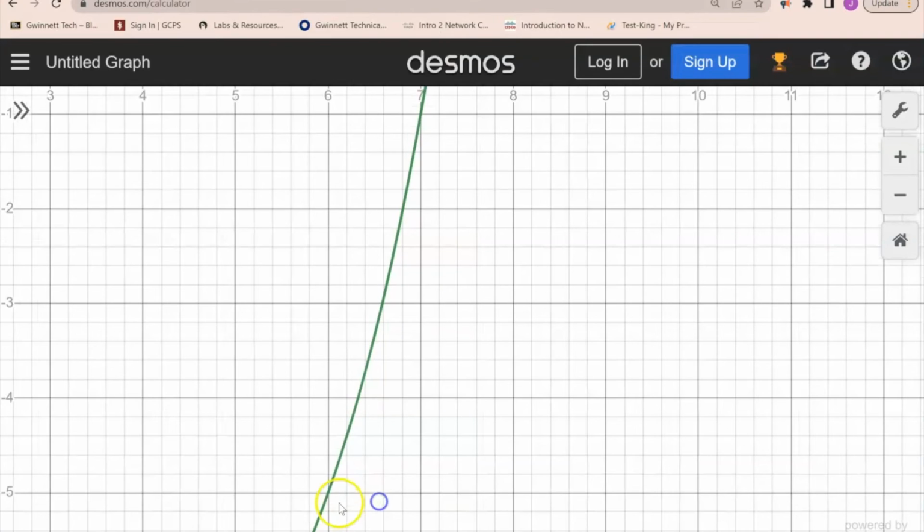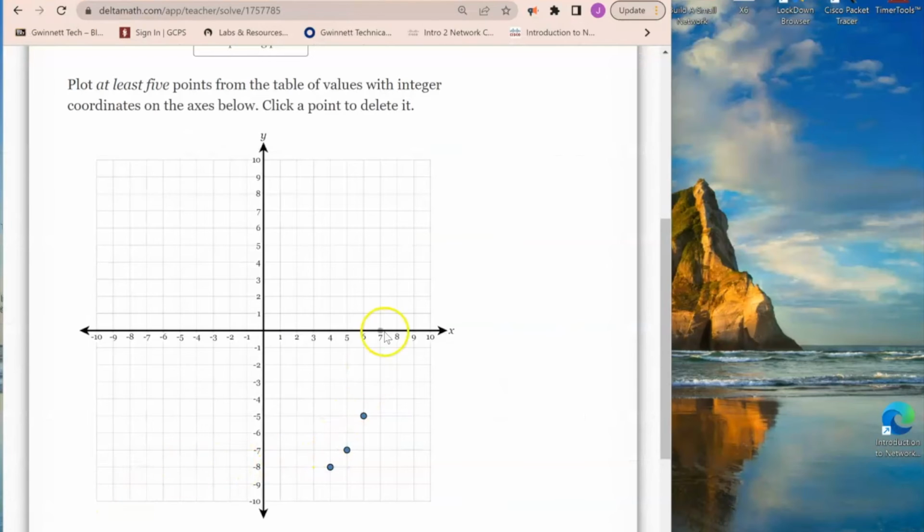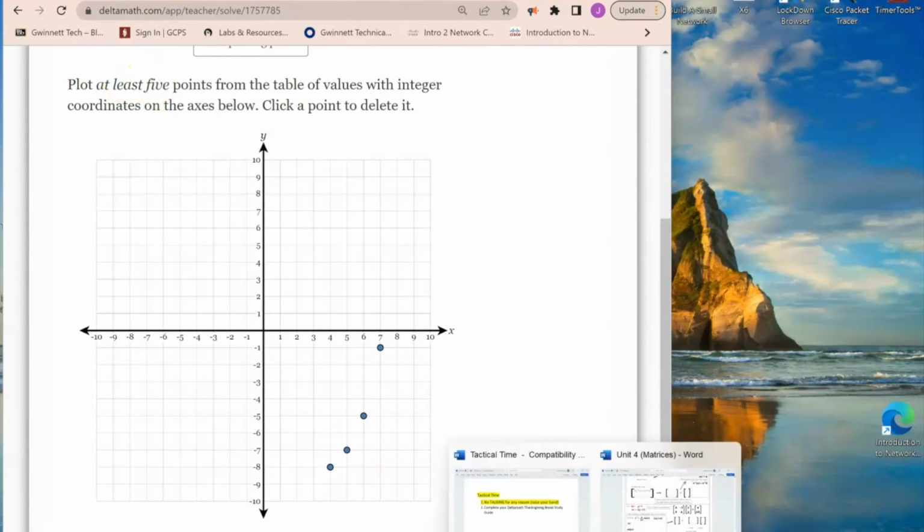So I already got that one. So keep going, keep going. Here's a corner right here. 7, -1. So you look right here, 7, negative 1. So I have 1, 2, 3, 4. I need 5. So I'm going to do it one more time.